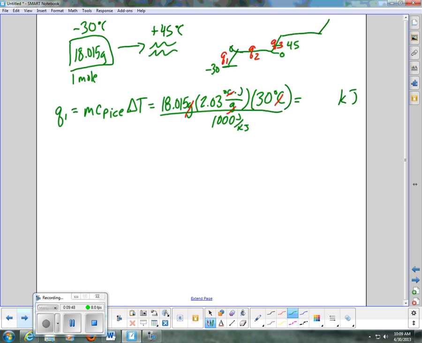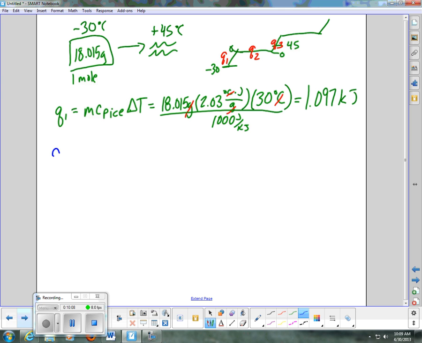We ran out of room. What do we get? We got it done? 1.097. Anybody else get that? Awesome. Okay, then I'm going to change colors for this next Q so we can keep track of it.